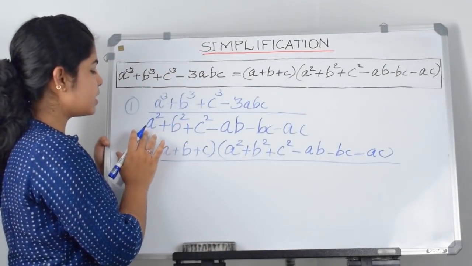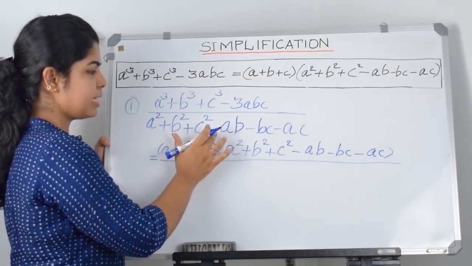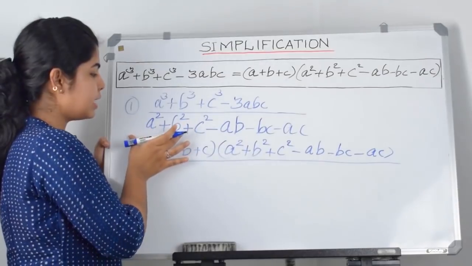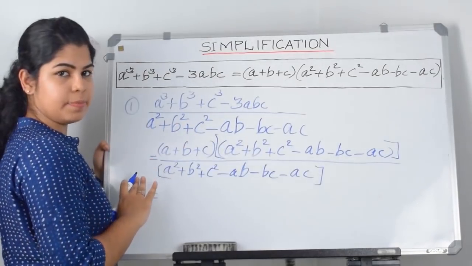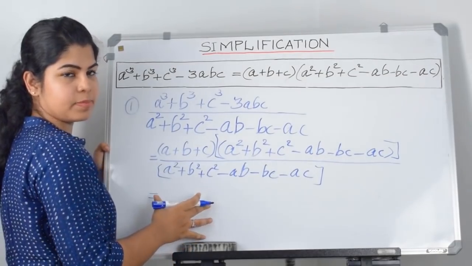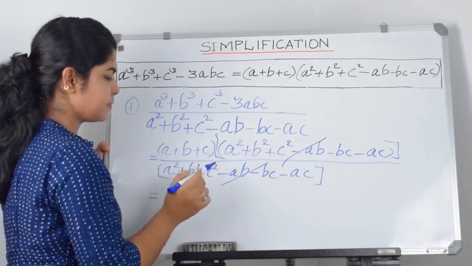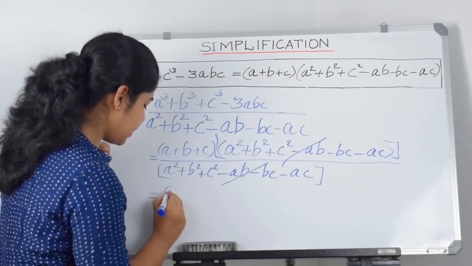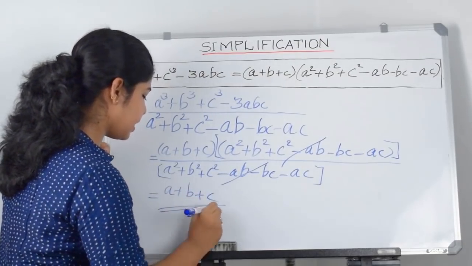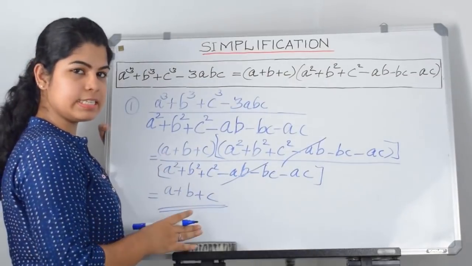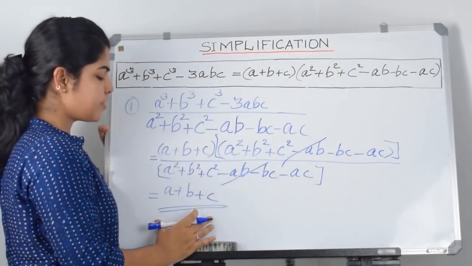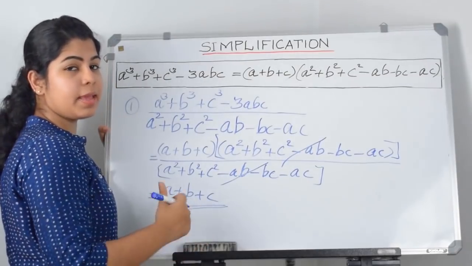Now we'll see the denominator part. See here the denominator is a square plus b square plus c square minus ab minus bc minus ac. I am just going to rewrite the denominator as same. In this step, this term and the denominator part are same. So we can cancel it. So in next step, it will be a plus b plus c. So this will be the answer of this question. So from this result, it is clear that if the question is in this form, the answer will be the sum of a, b and c.